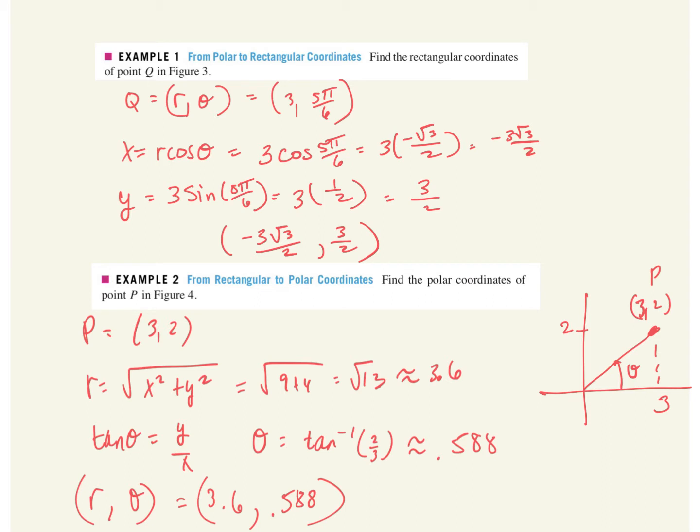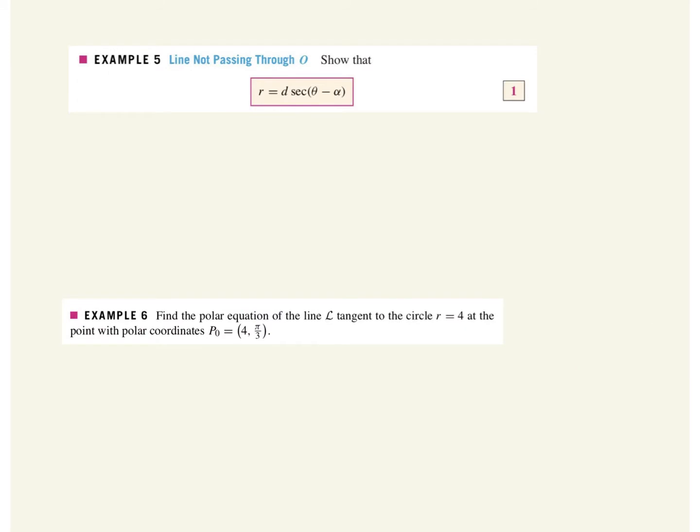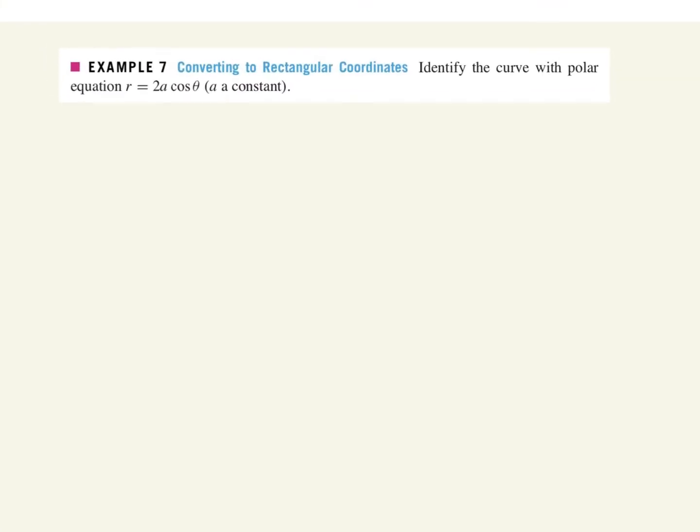Okay? All right. So examples 1 and 2, quick refresher. As I had said, 3 through 6 were examples that Mr. Reyes says just skip right through their review, and hopefully the textbook is enough to refresh on those if needed. And then we're going to look at 7 and 8 together. So example 7 is titled Converting to Rectangular Coordinates. Identify the curve with polar equation r equals 2a cosine theta, where a is a constant.